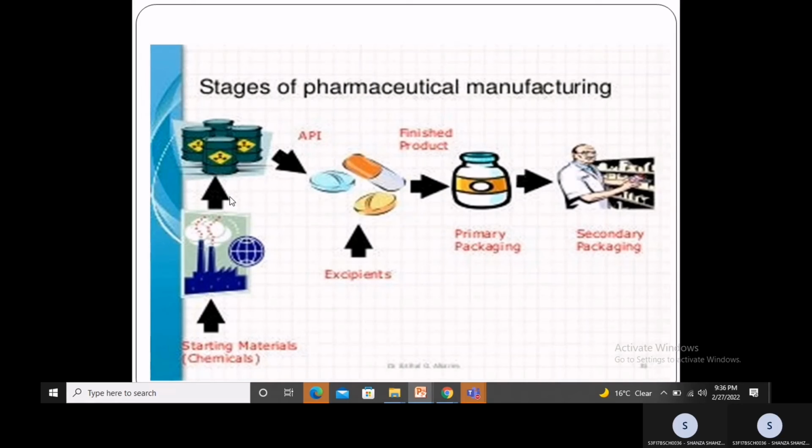After raw material, API. API is the active pharmaceutical ingredient. These are the active pharmaceutical ingredients. And excipients are the inactive substances that are mixed to form a medicine. The finished product goes for packaging. First is the primary packaging. After primary packaging, the secondary packaging occurs.